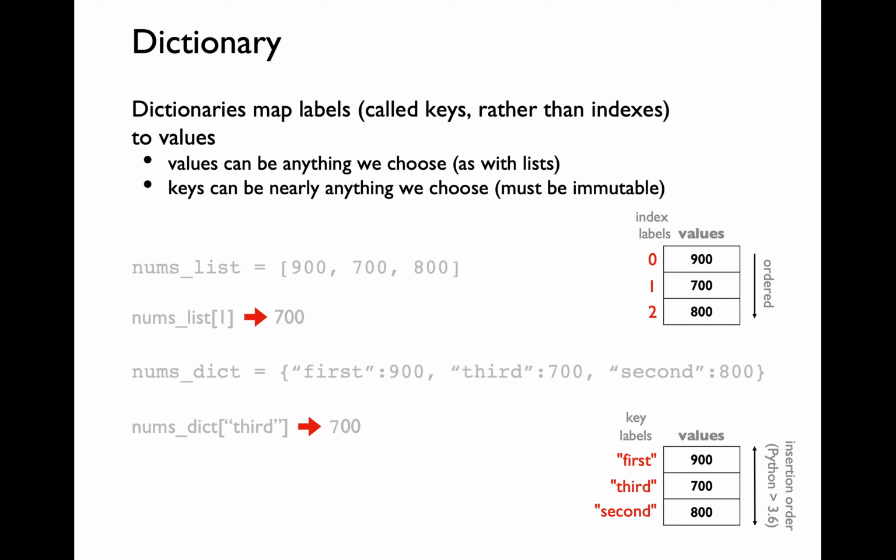What do we mean by insertion based ordering for dictionaries? You mentioned the first key value pair here as string first and value 900. So that's going to get entered first. The second key value pair is string third and value 700. So that's going to go in next. And finally, you have the second key with the value 800, which is going to be the final entry within your dictionary here.